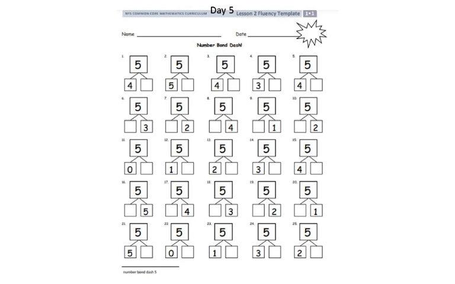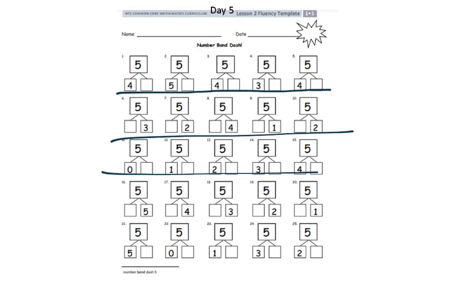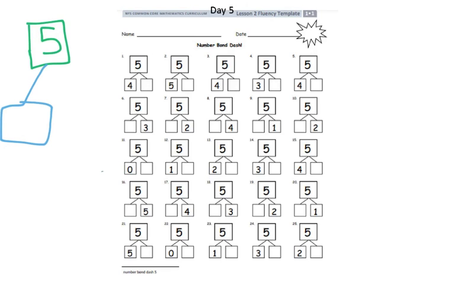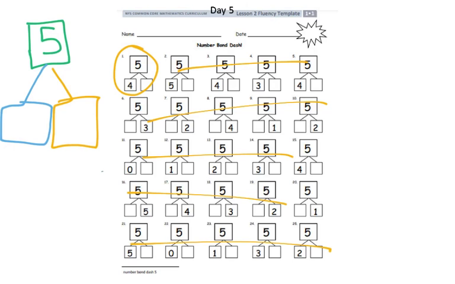All right, here's some math work for us today. So you are going to do a number bond dash. So your goal here is to complete all of these number bonds. And for this lesson, they are all going to 5. So the answer is 5 on all of these number bonds. So we have to figure out the missing part. I'm going to do just the first one with you, and then you're going to complete the rest. Okay?